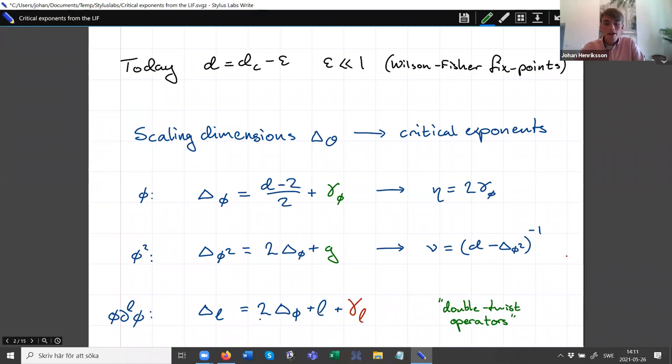And again, I define the dimensions to be two delta phi plus L. This is like the engineering dimension plus some anomalous dimension that depends on spin. And these operators are the so-called double twist operators, and they will be very important for us.